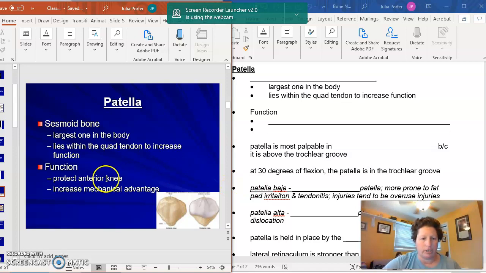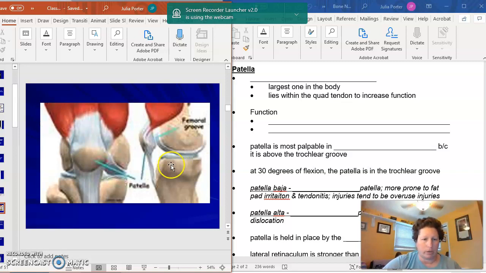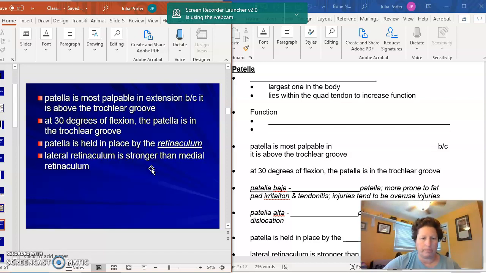So the main function is to protect the anterior knee, but also to increase mechanical advantage, which means it's going to help us in jumping and bending. Okay, you see that it sits within the quad tendon. The quad tendon wraps around the edges and comes right down here to the patella tendon. So you see it gives it a little extra force.